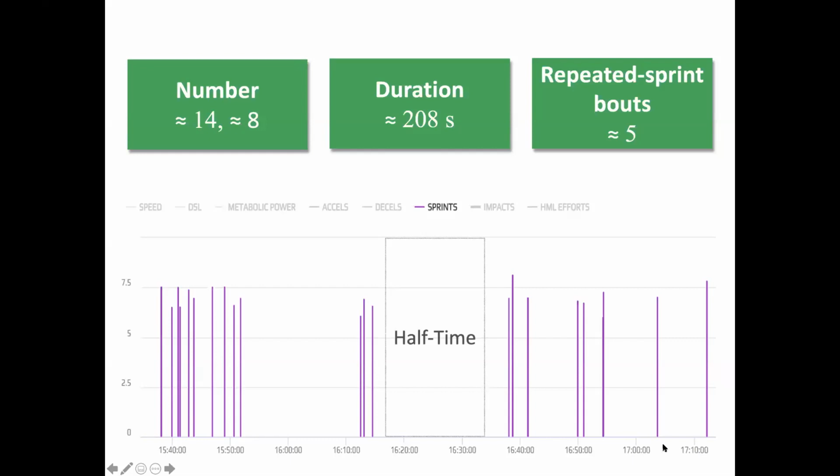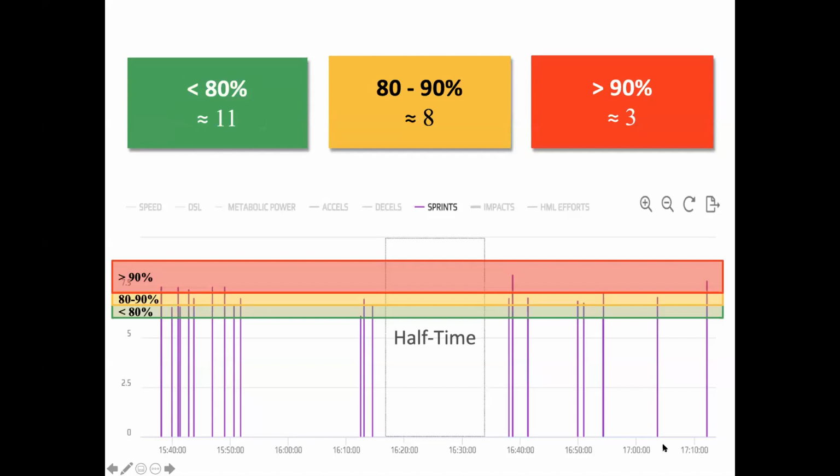There were five repeated sprints in a game. That is, on five occasions, there were two sprints within 60 seconds of each other. Now remember, we wanted to find out how many times the players reached their near peak speed in the game. So we divided each sprint that occurred into three sprint categories. We found that the majority of sprints happened between 6.1 meters per second and 80% of their peak speed. 8 sprints occurred between 80 and 90% of their speed. And on average, players sprint up near their peak speed 3 times in the game.